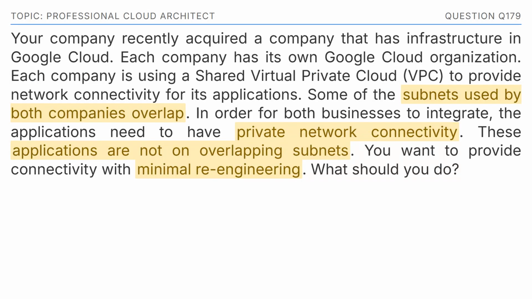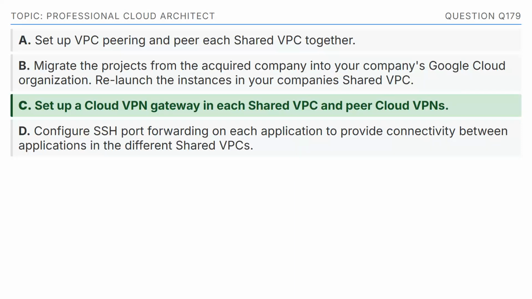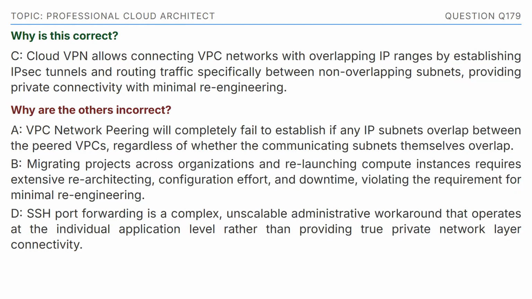To arrive at the correct answer, we focus on the keywords: subnets used by both companies overlap, private network connectivity, applications are not on overlapping subnets, minimal re-engineering. The correct answer is option C, set up a Cloud VPN gateway in each shared VPC and peer Cloud VPNs. Why is this correct?